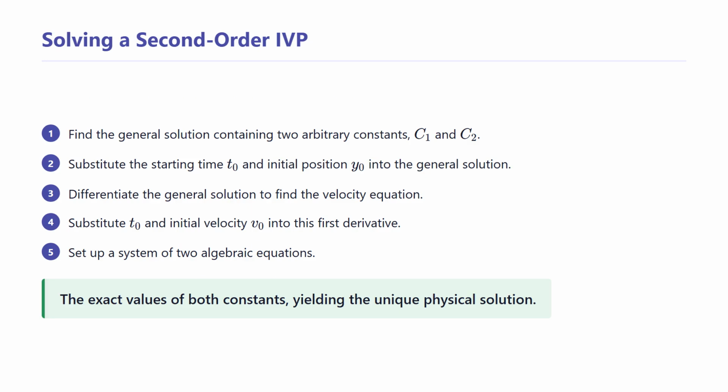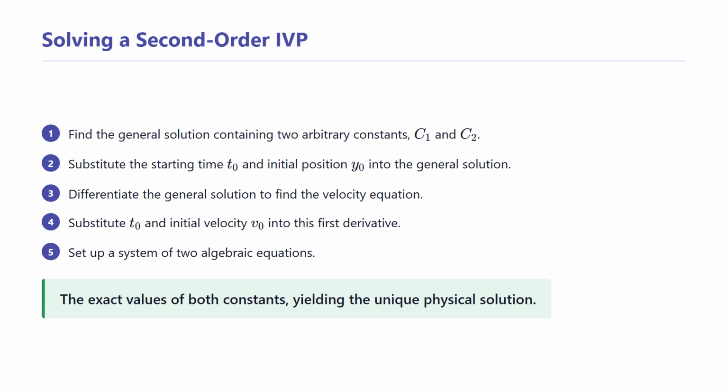Now that we have our second-order formula, let us walk through how to solve it. We are given the differential equation, the initial position, and the initial velocity. First, we find the general solution, which contains our two unknown constants. Next, we substitute the initial position into this general solution to get our first algebraic equation. Then, we take the first derivative of our general solution and substitute the initial velocity into it, giving us our second algebraic equation.